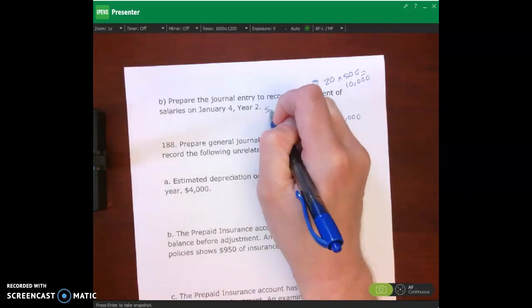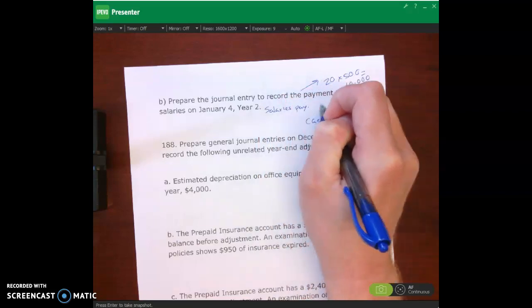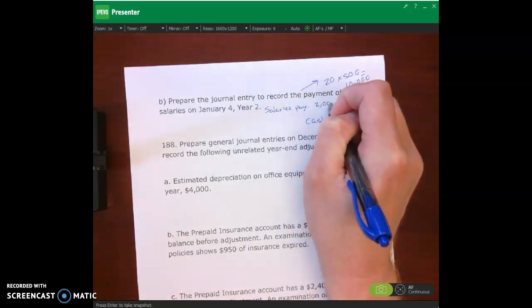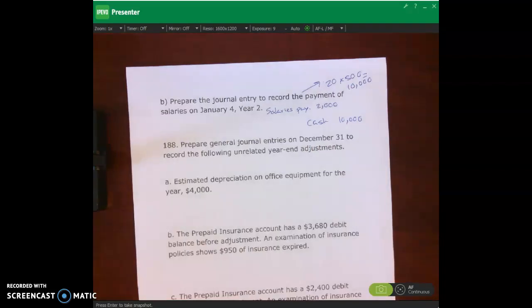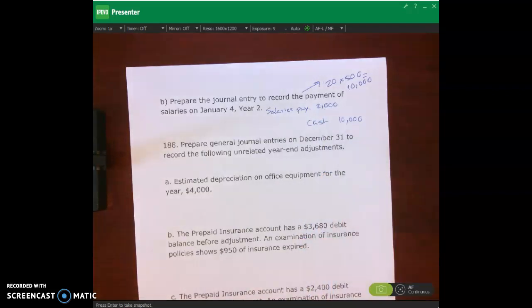So I'm going to debit my salaries payable for my $2,000. And then I'm missing a debit. And how do we know we're missing a debit? Because remember, the total amount of debits has to equal the total amount of credits. Debits are 2,000. Credits are 10,000. This is not a valid journal entry yet. So I'm missing a debit. And what do you think I debit? It's salaries expense.